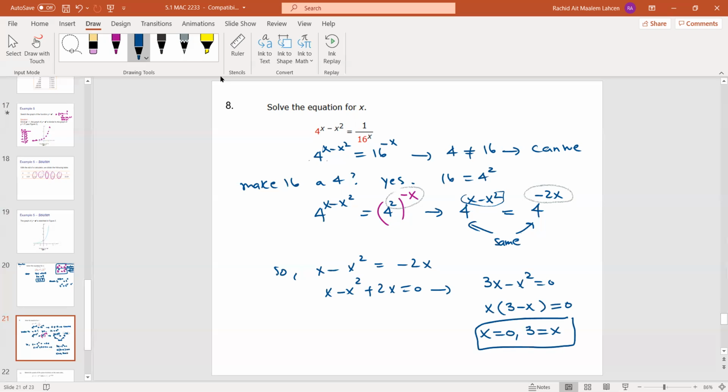When you solve these, you can check it, just like I did with the other example. For example, for 0: 0 minus 0 squared equals 1 over 16 to the 0, and that's 1 equals 1. That's good. And you can try as well for the 3 and see if that's correct.